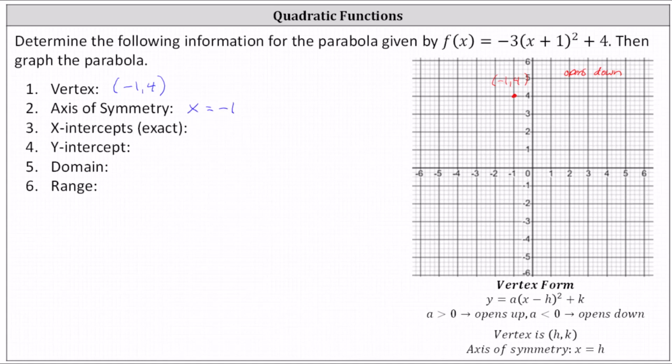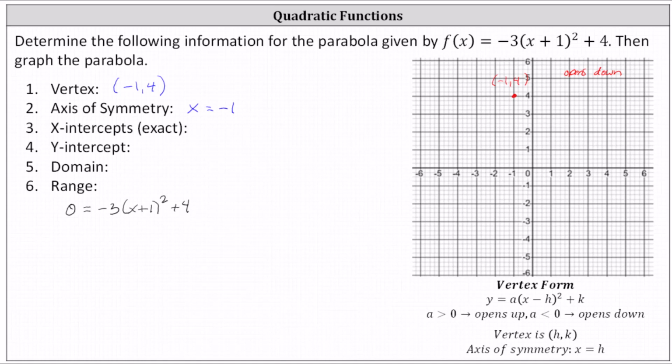Next, we're asked to determine the x-intercepts. We want the exact values. The x-intercepts are the points where the parabola intersects the x-axis. Every point on the x-axis has a y value or function value of 0, which indicates to determine the x-intercepts, we set f of x equal to 0 and solve for x. This gives us the equation 0 equals negative 3 times the square of x plus 1, plus 4.